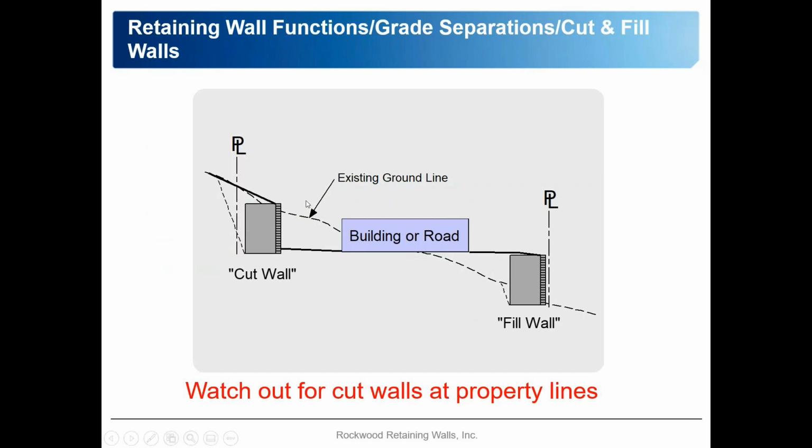So if you're looking here, you can see an existing ground line that came through the site. And in this case, on the upper wall, we're trying to create room or space and cut back into this existing grade or this existing ground line. And that's referred to as a cut wall. If it's on a downhill side and we're trying to level off a site, we refer to that as a fill wall.